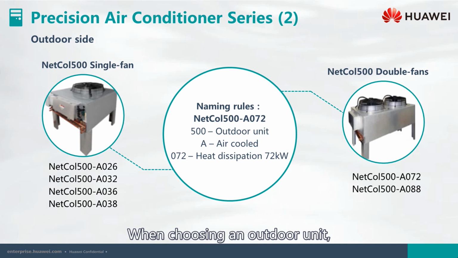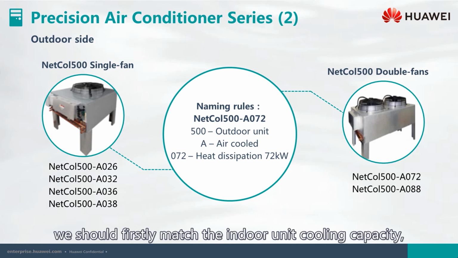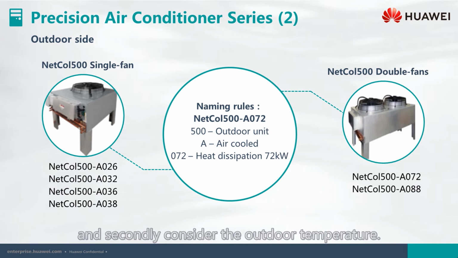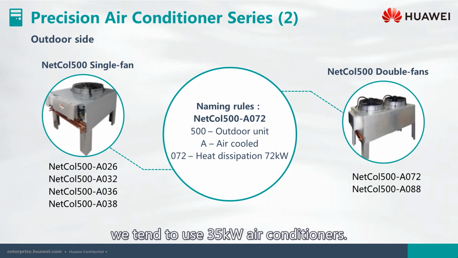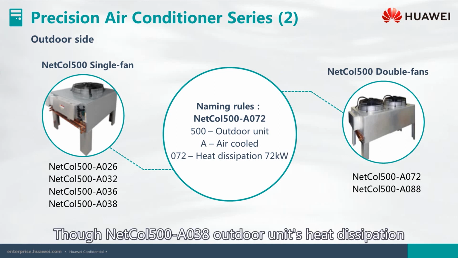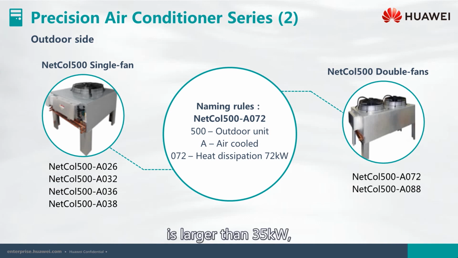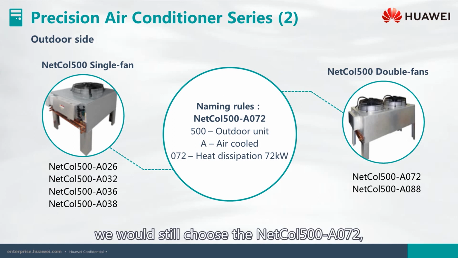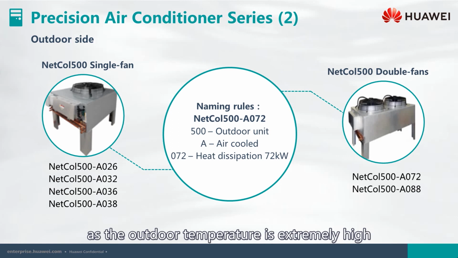When choosing an outdoor unit, we should firstly match the indoor unit cooling capacity, and secondly consider the outdoor temperature. For example, in Middle Eastern countries, we tend to use 35 kilowatt air conditioners. Though Netco 500 A38 outdoor unit's heat dissipation is larger than 35 kilowatts, we would still choose the Netco 500 A72 as the outdoor temperature is extremely high and requires double fans.